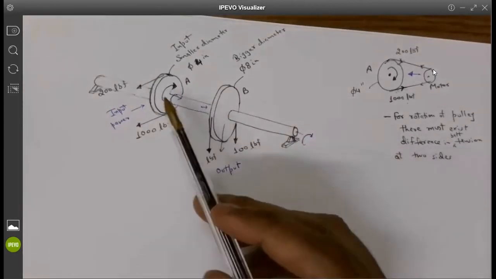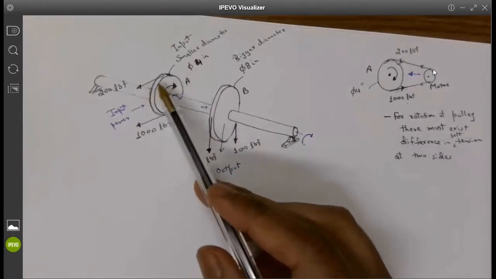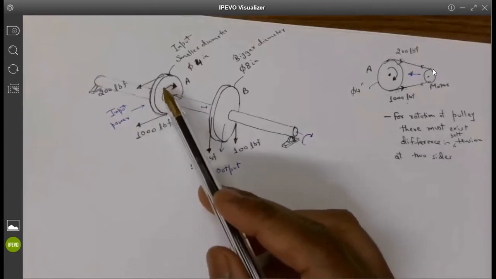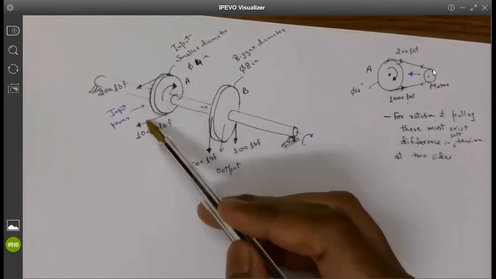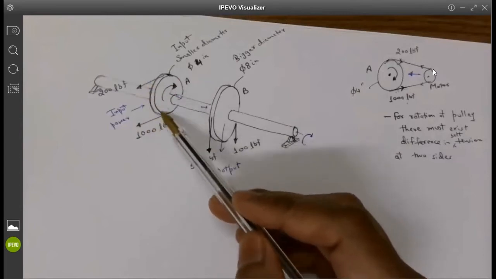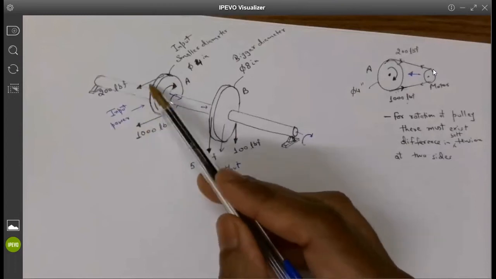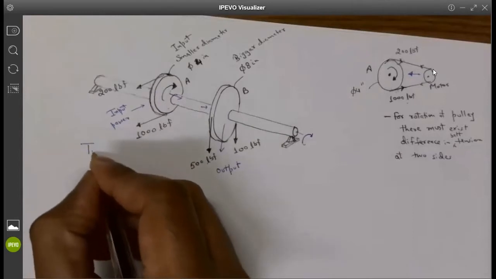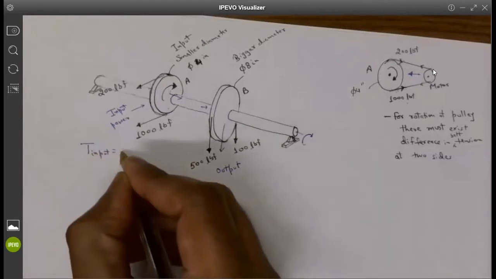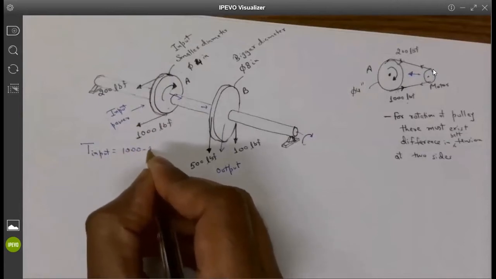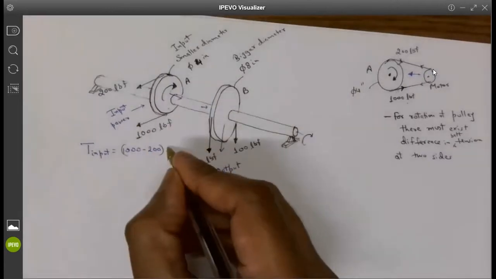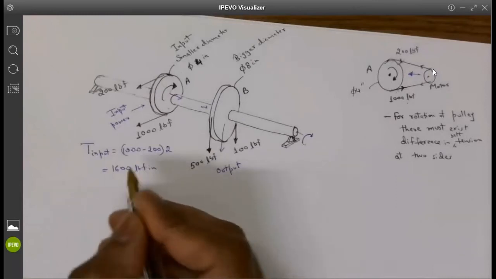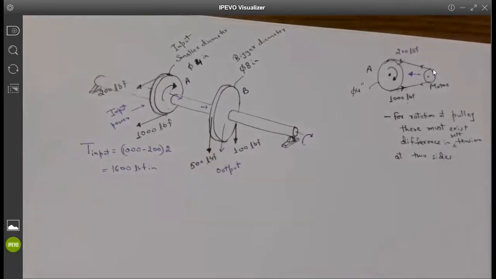Okay, and the amount of torque that is being transmitted is given by the difference in the tension on the two sides times the radius. That is force times radius, but it is not just the force, it is the difference in the force between the tighter side and the loose side, times the radius. So torque input is given by 1,000-pound force minus 200-pound force times 2 inches. So it is basically 1,600 pound-force inch.